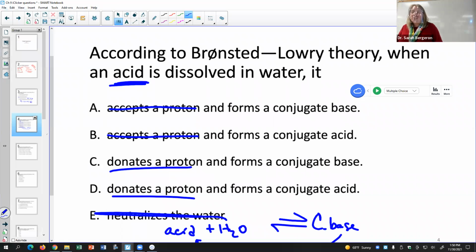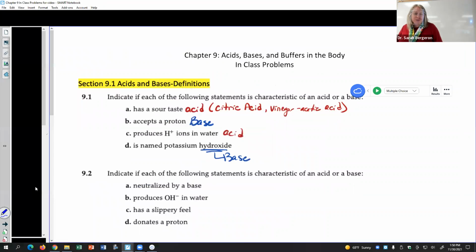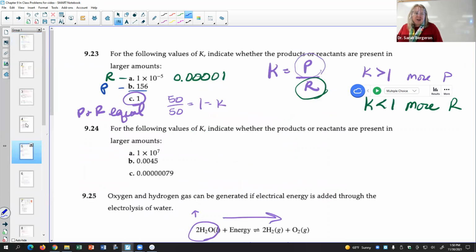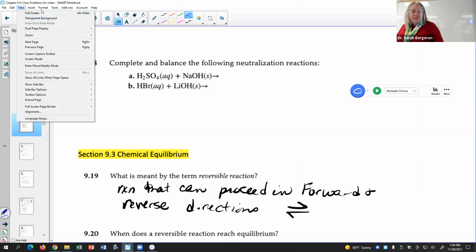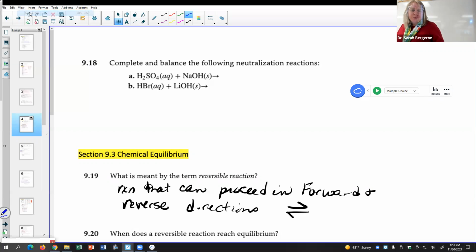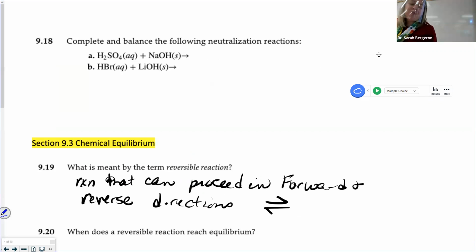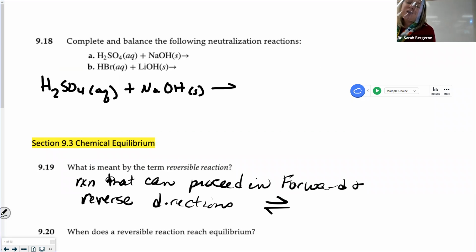So let's switch gears and go to our in-class problems. I think we just didn't quite finish the last one in section 2, right? Okay, so we have a neutralization reaction between H2SO4 aqueous plus NaOH, and it's a solid. So what's going to happen in this reaction? It's neutralization. What are we going to make? Yell it out. What are we going to make? Water, and we're going to make a salt.